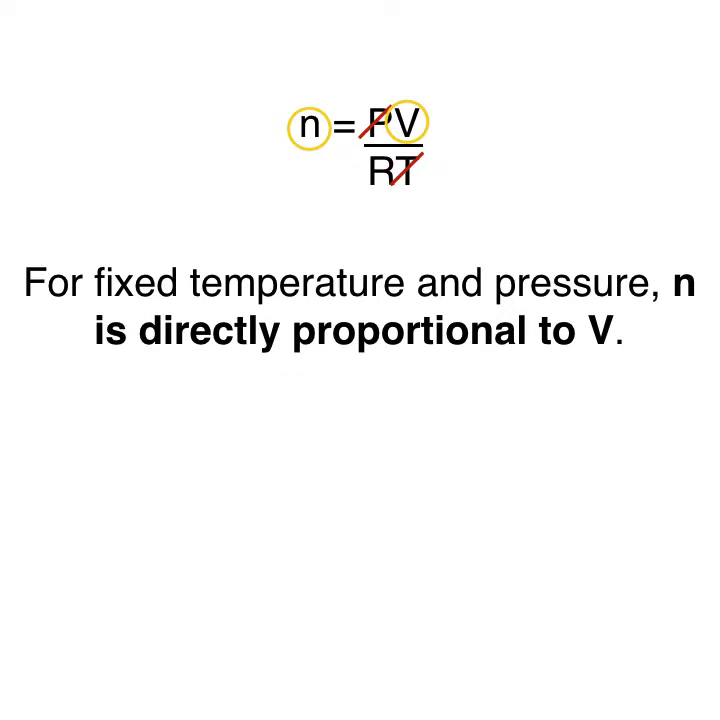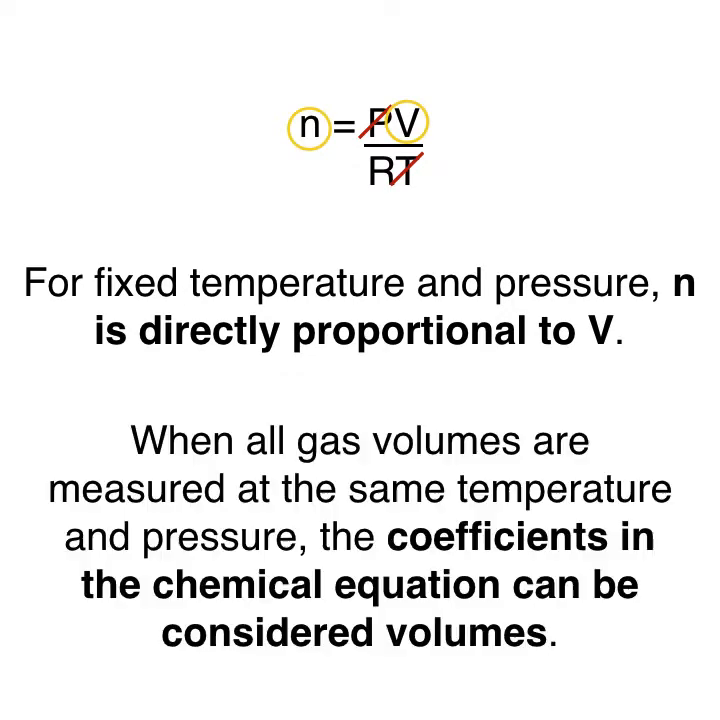Now, it might be your first instinct to convert the volumes of gas into moles in order to perform the stoichiometry calculations. But let's take a look at the ideal gas equation. We can see in this equation that if the temperature and pressure were to be fixed, the number of moles is directly proportional to the volume. Thus, when the volumes of all gases in an equation are measured at the same temperature and pressure, the stoichiometric coefficients can be considered volumes.